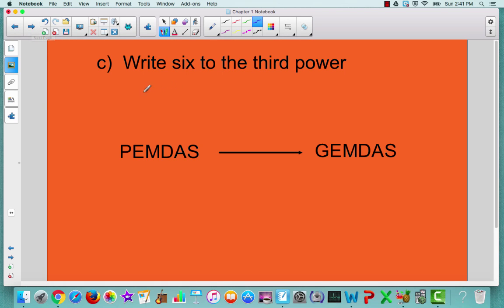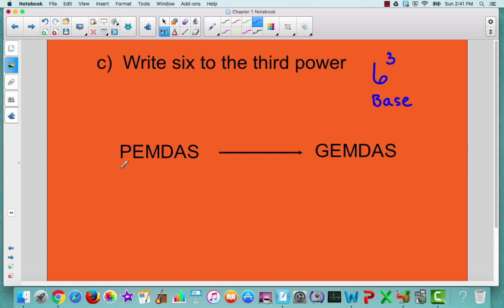All right, writing 6 to the 3rd power. So 6 is what we call the base, and we would raise it to the 3rd power. So we would say either 6 to the 3, 6 to the 3rd power, or 6 cubed. All right, moving on. Hopefully I'm not going too fast for you.